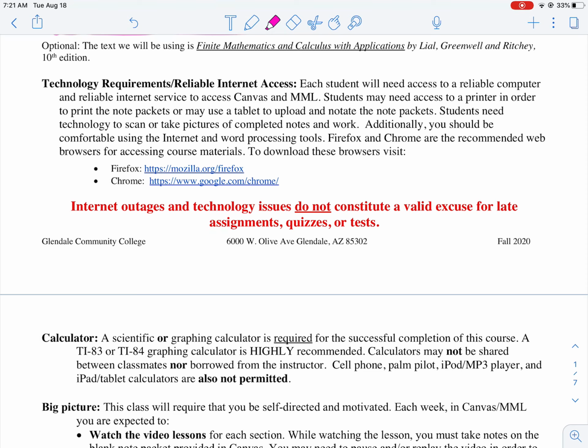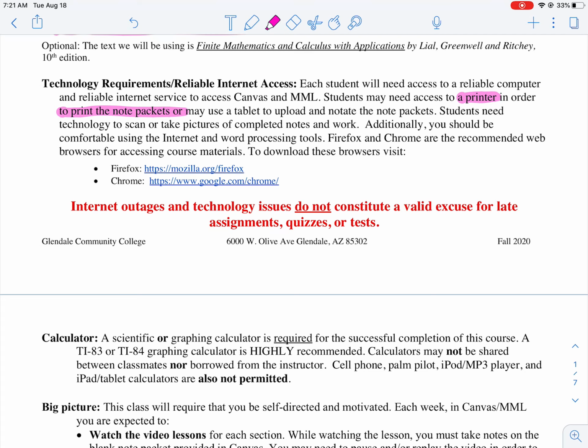You might also need access to a printer in order to print off the note packets, or you can use a tablet to upload those notes and take notes that way. Taking notes is a requirement for the class. Just like if you were in class with us, I would expect you to participate. And so you do need a way of either uploading or printing those note packets. You cannot take notes on a separate sheet of paper.